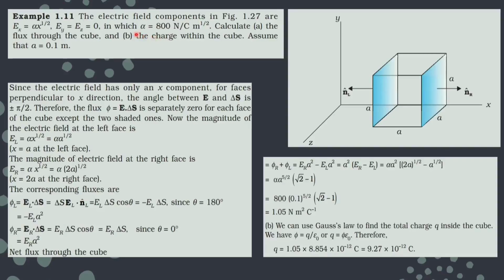Here alpha is given as 800 Newton per Coulomb, and then meter per meter power 1 by 2 they have given. You have to calculate the flux through the cube and you have to find the charge within the cube. You have to assume that A is each side of this cube, which they have given as 0.1 meter.